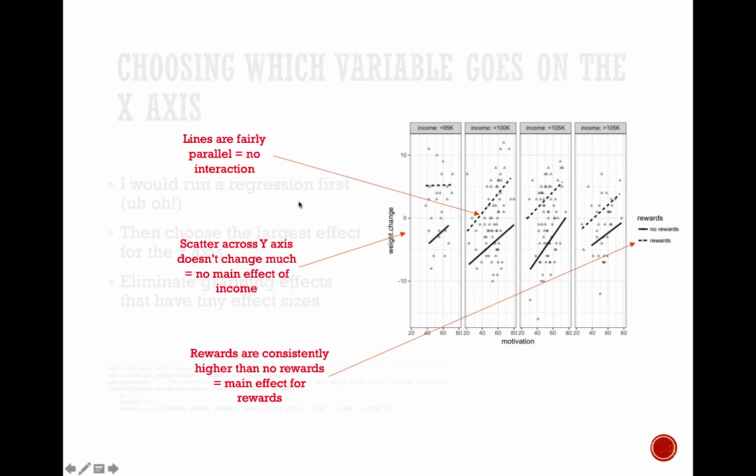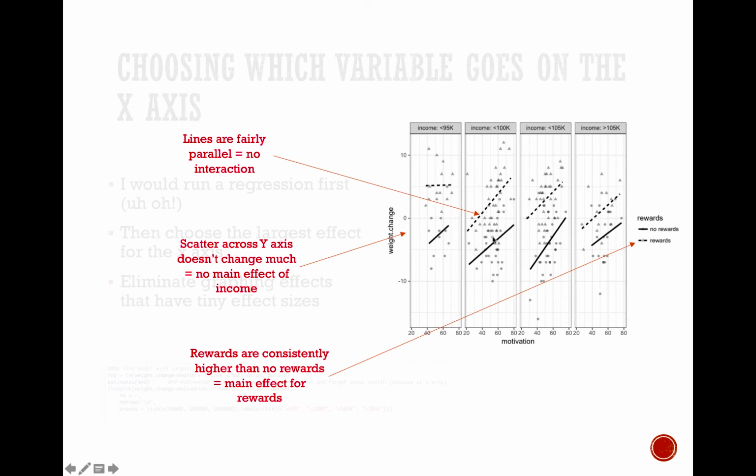So the lines are fairly parallel, meaning there's no real interaction. Scatter across the y-axis doesn't change much. You got a little bit of empty space here and a little bit here, but it's not that big. So it tells you that income probably isn't making that big of a difference. And rewards are consistently higher than the no rewards. So we've got the dashed lines conditions are always higher than the no rewards conditions.